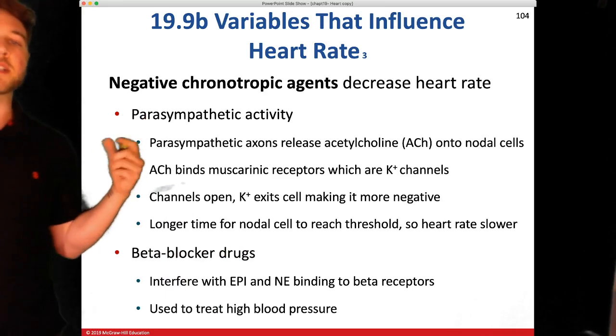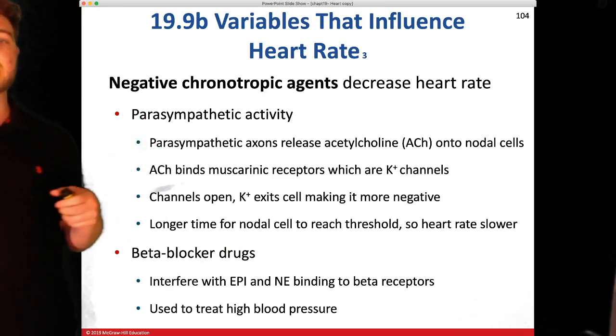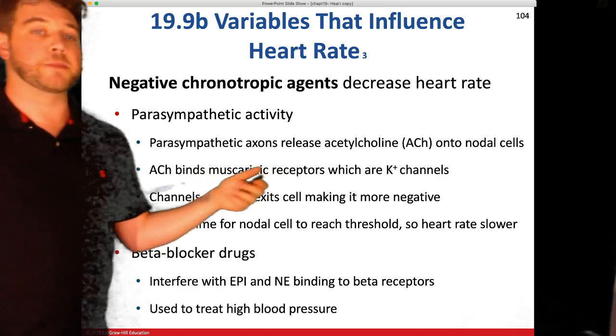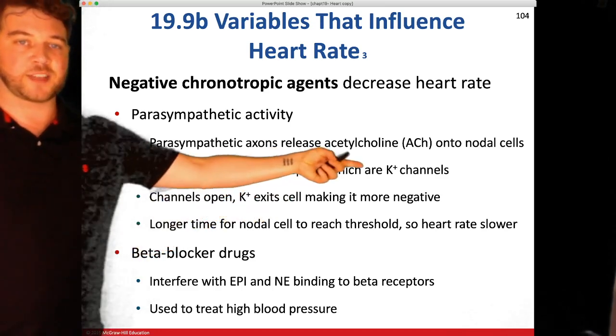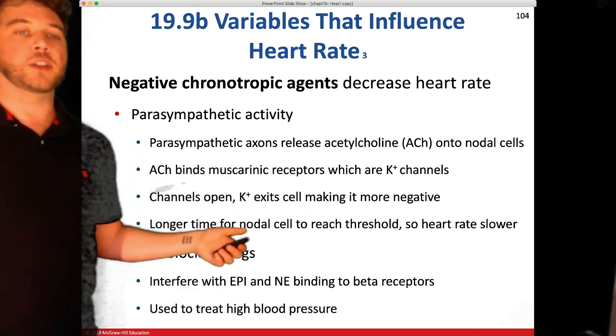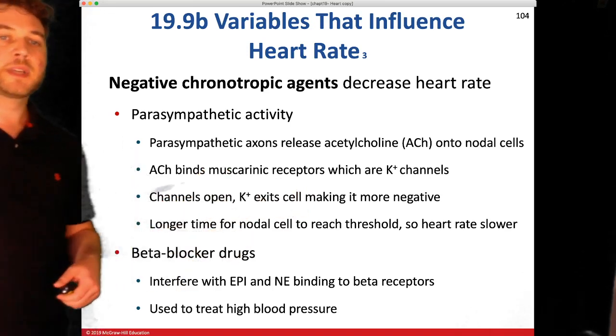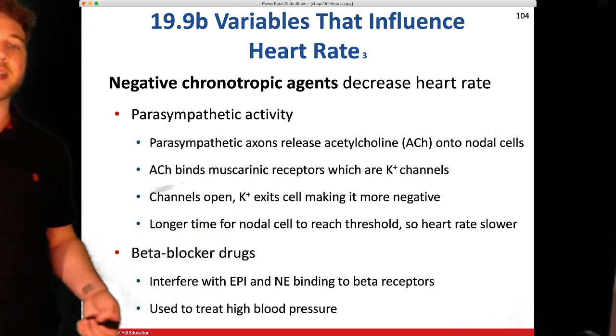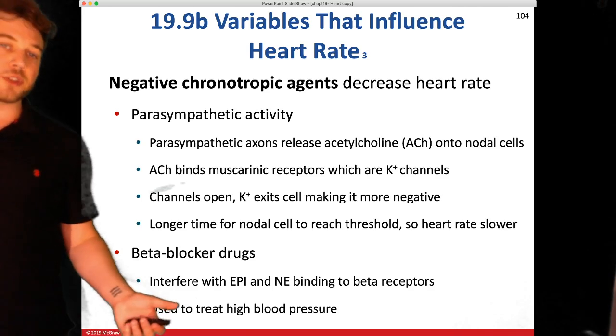Negative chronotropic agents decrease the heart rate. This comes from parasympathetic activity, axons releasing acetylcholine. Acetylcholine binds muscarinic receptors, which are potassium channels. That opens and potassium exits the cell, making it more negative, so it takes longer for the nodal cells to reach threshold. Beta blocker drugs interfere with epi and norepi binding to the beta receptors to treat high blood pressure.